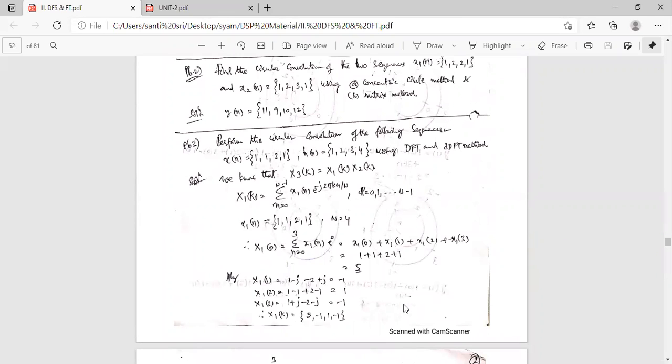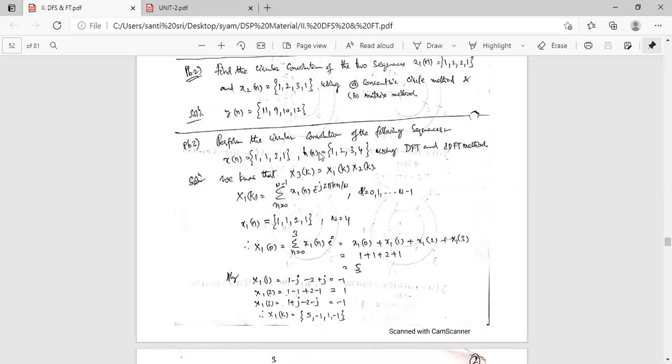So here we have to do the circular convolution of the two sequences using DFT and IDFT. First of all, we will do the DFT, and after that we will do the IDFT. As we already know, convolution in time domain becomes simple multiplication in frequency domain. Here also we are applying the same concept. Suppose x3 of k is the resultant. So x3 of k is nothing but the multiplication of x1 of k and x2 of k.